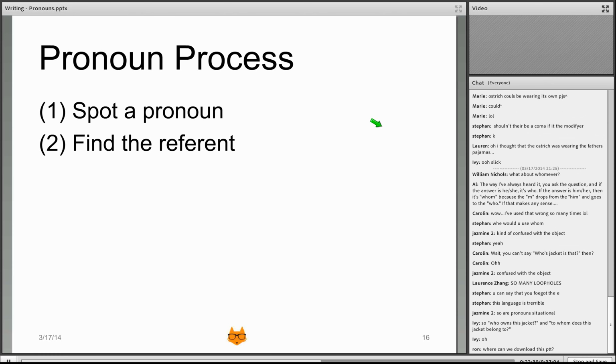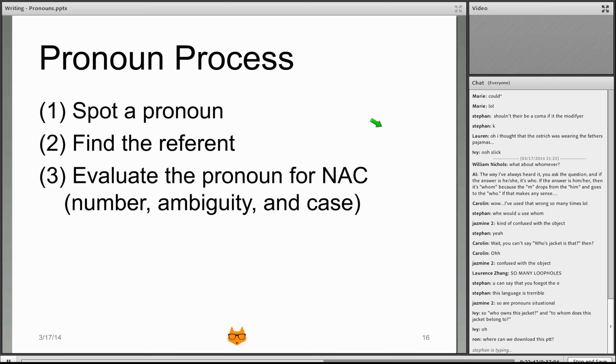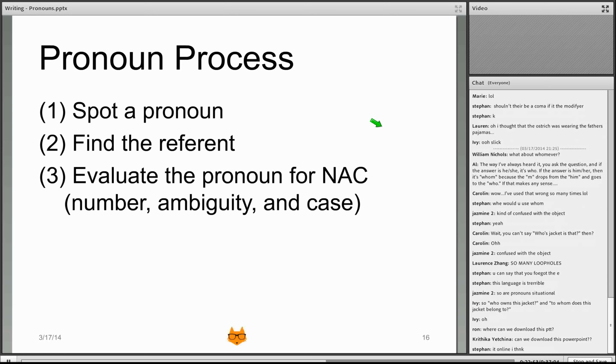Two, find the referent. As soon as you spot a pronoun and you believe it might be an error, you want to go find the referent. The referent is the key to whether it's used correctly or not. Three, evaluate the pronoun for knack. Does it agree in number with its referent? Is it ambiguous with its referent? And has it been used in the right case?